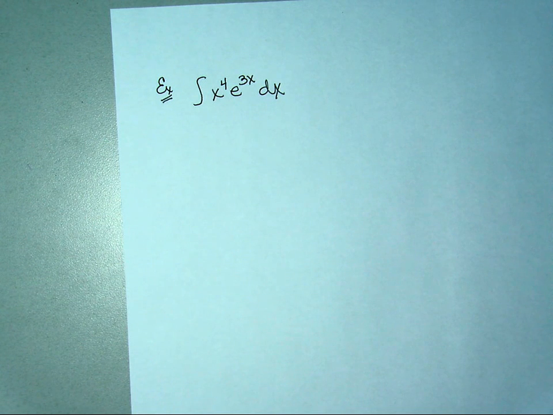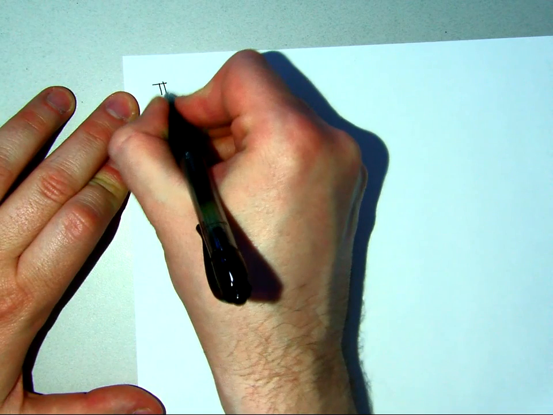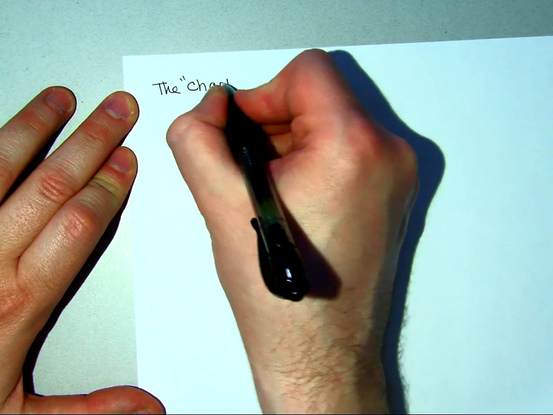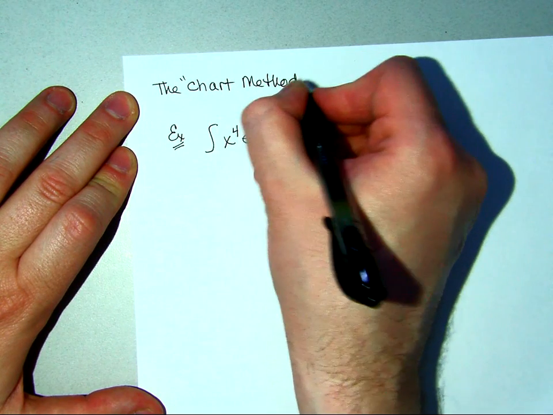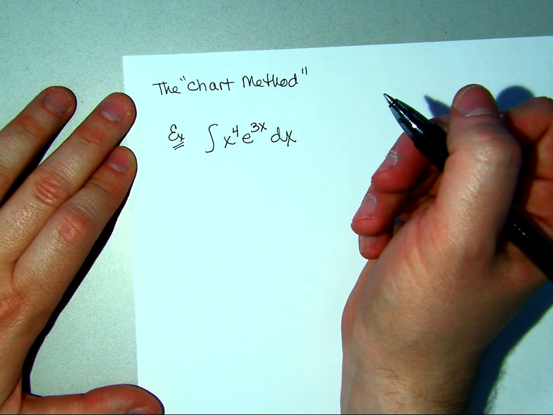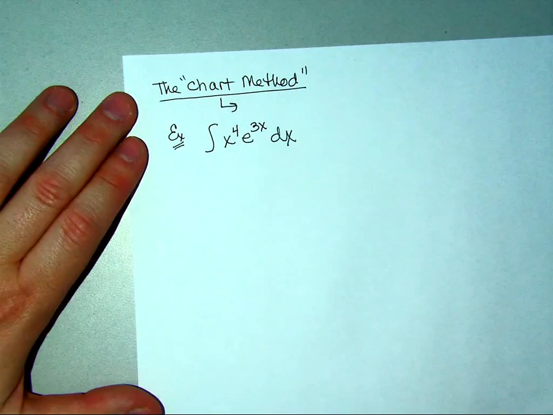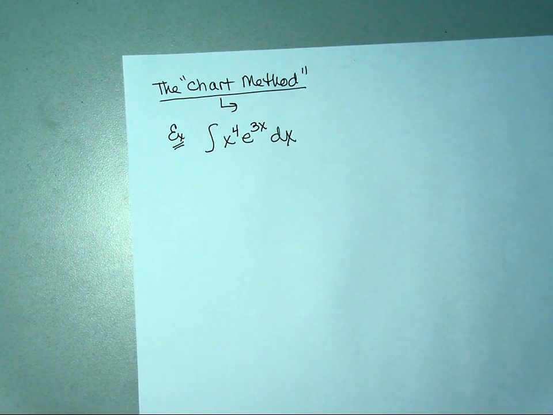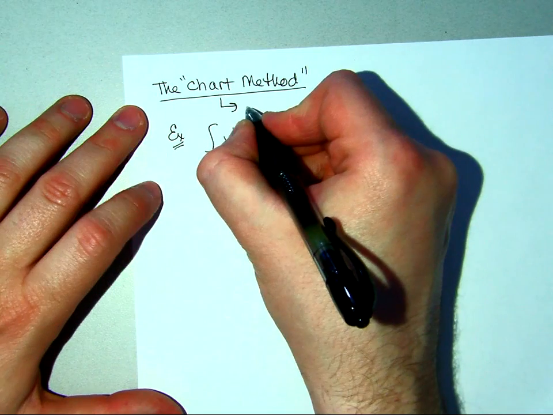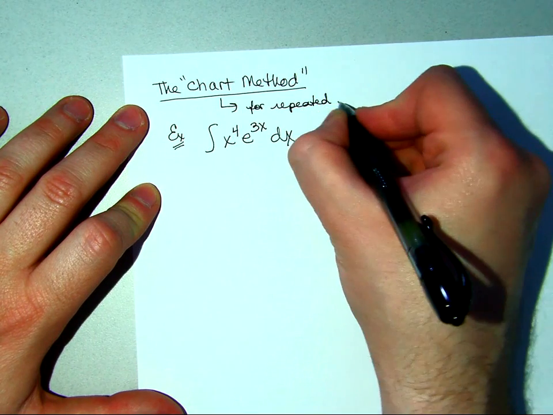There is a fun little shortcut, though, that we can use. And we are going to call this the chart method. Your book calls it a tabular method. When they say in the directions, use the tabular method, use the chart method. It's just another name for this thing. This method is going to be used when we have to do repeated integration by parts, especially when it's repeated over and over and over again.